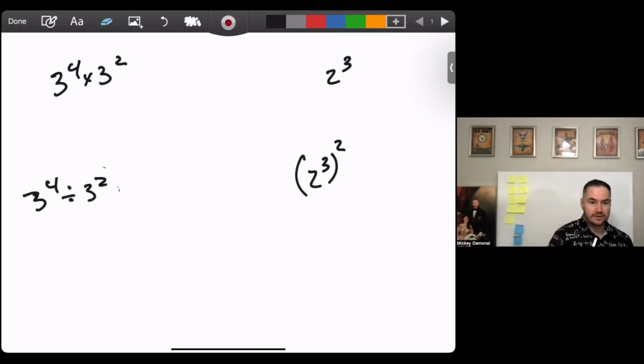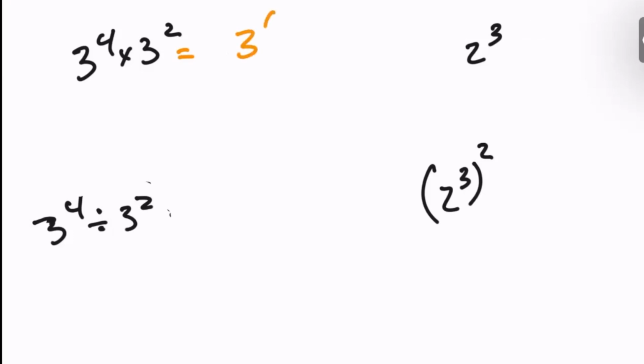All right. 3 to the 4th times 3 squared. Well, here it's going to be 3 to the 6th. So remember, when we divided, we subtracted. So now when we multiply, we're going to add. And the way I can prove this to you is to expand it.